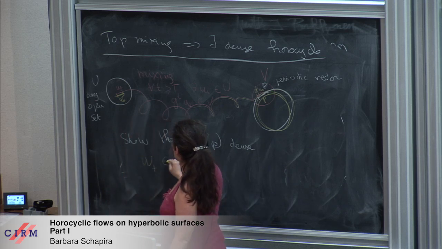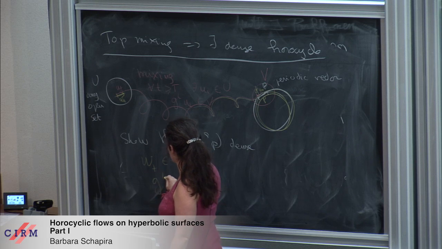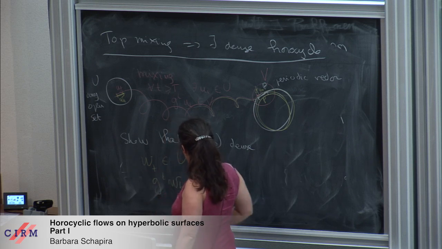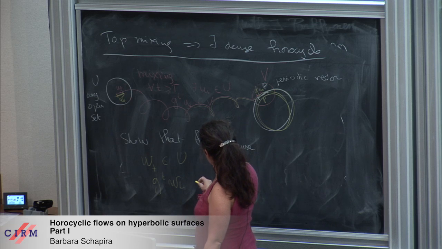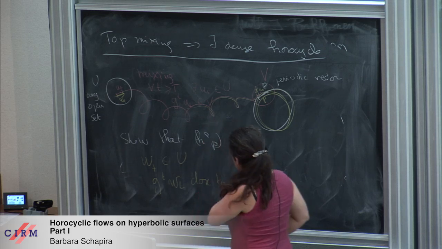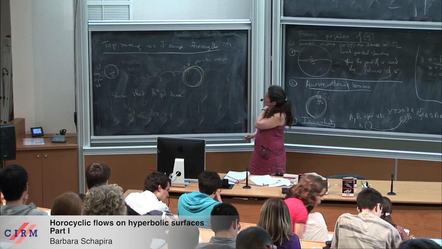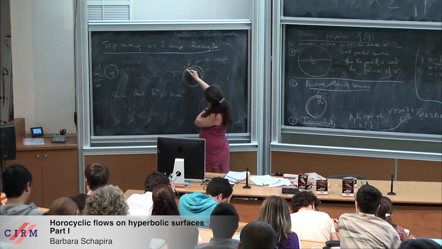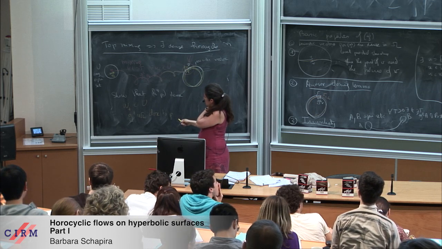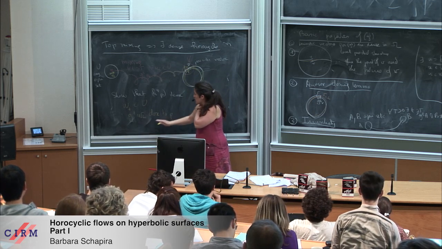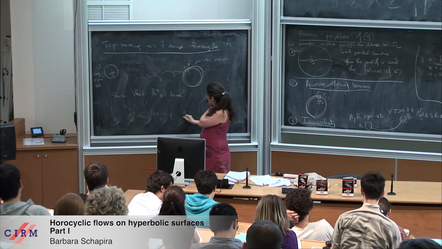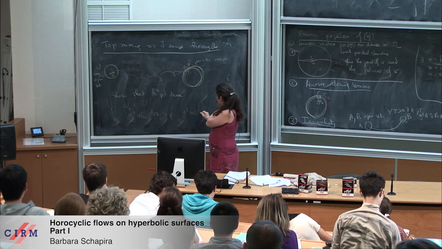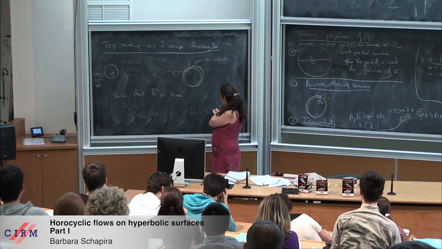So wt is a vector which is in U, such that gt wt is close to P. And now observe that it's true for all t large enough. The fact is that gt wt is close to P, but it's also in the stable horocycle of P.